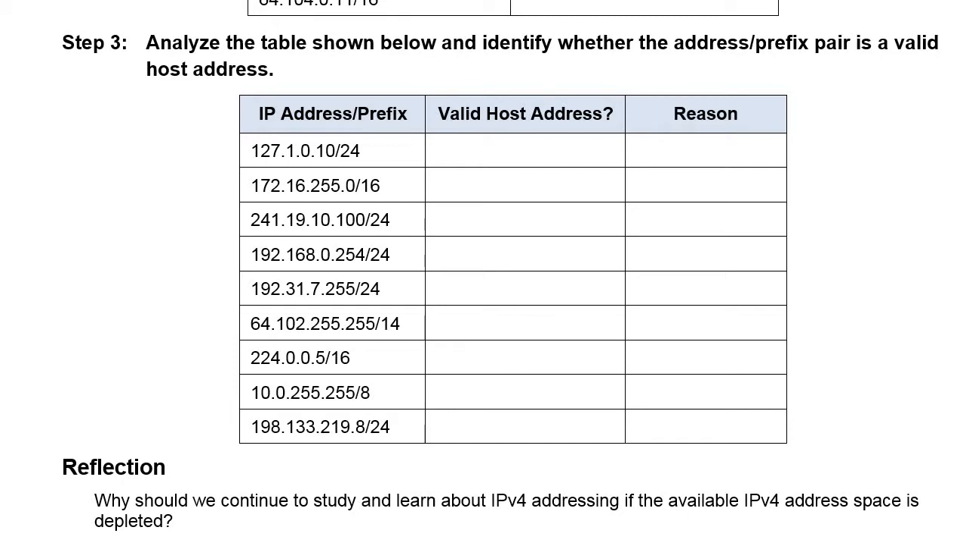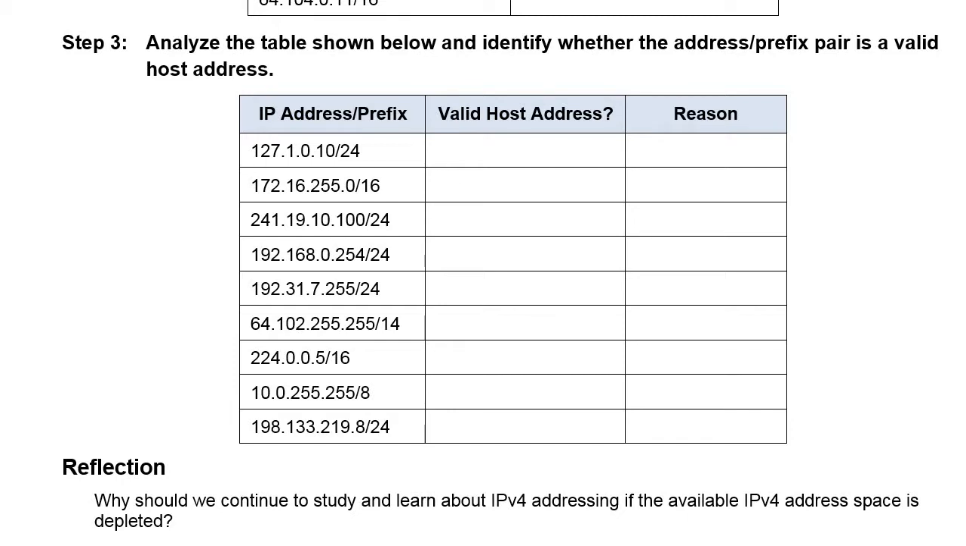And that's spelled L-O-O-P-B-A-C-K. That loopback range is 127.0.0.0 through 127.255.255.255. So if the first octet starts with 127, it's not valid because it's loopback. Alright, so those are the reasons that you might have an IP address that is not valid to be assigned to a host.